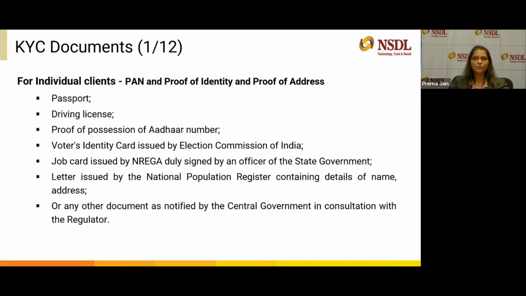For proof of identity and proof of address, any of the below officially valid documents can be obtained: passport, driving license, proof of possession of Aadhaar number, voter's identity card issued by Election Commission of India, job card issued by NREGA duly signed by an officer of the state government, letter issued by the National Population Register containing details of name and address, or any other document as notified by the central government in consultation with the regulator. For proof of address, in case the OVD does not contain the updated address, it shall be considered as a deemed OVD for the limited purpose. After that, the client is required to update the OVD with the updated address with the depository participant.